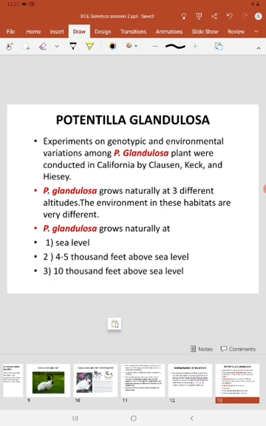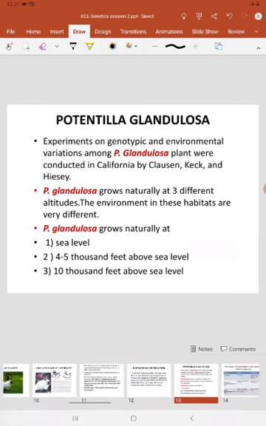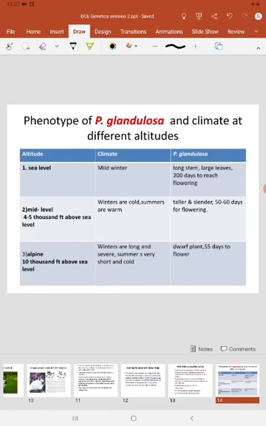One is at the sea level. The same plant grows even at 4,000 to 5,000 feet above sea level. And there is an alpine variety which used to grow at 10,000 feet above the sea level. Now coming to the characters of this plant, at sea level the climate is normal, mild winter and long summer, and the plant had a long stem, large leaves, and 200 days it took to flower.